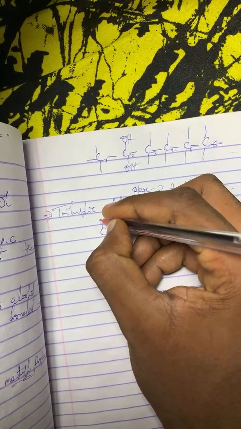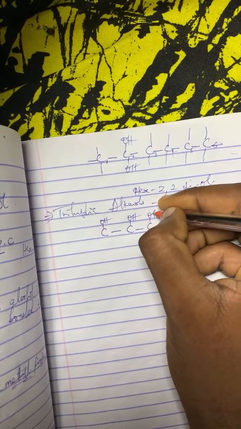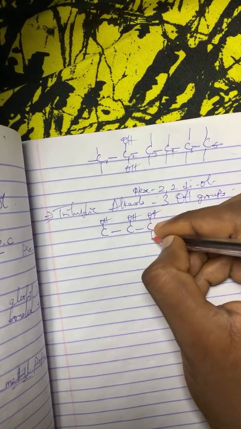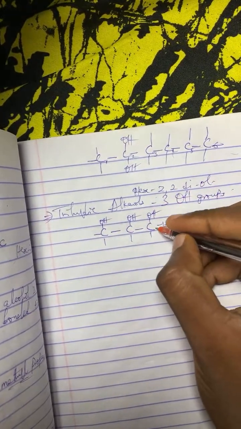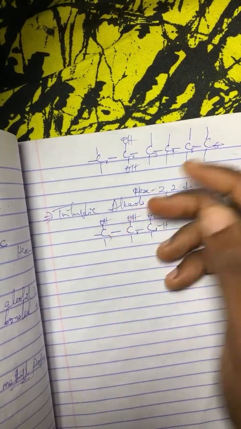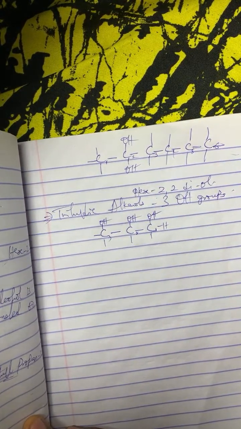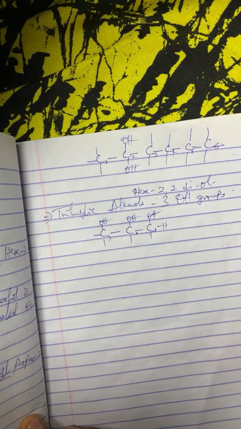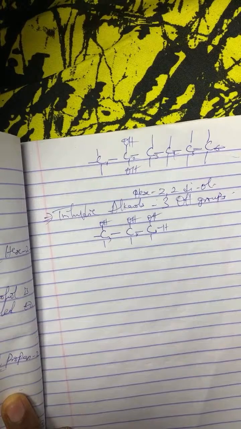C, and then I have OH, and then I have H. Now, if I'm counting, I'm going to start from here. 1, 2, 3. Anywhere I start from, it's still the same thing. Are we there now? Okay, you're following. Good. Okay, let's continue.